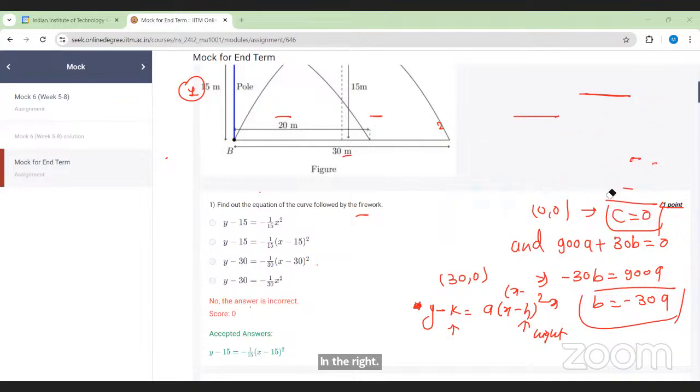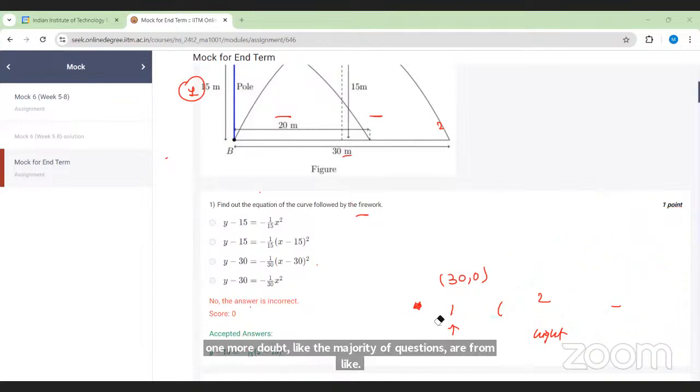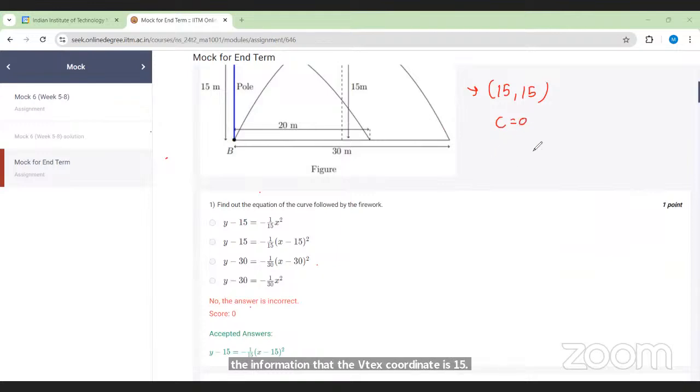Ma'am, one more doubt. In the mock, the majority of questions are from the algebra portion. How do you calculate the value of A? I don't think we have information about the value of A, because the second piece of information does not seem that good. We have the information that the vertex coordinate is 15 comma 15, and that c depends on 0. The x value is 15 and the y is maximum. At the vertex only we have the maximum. We can do option elimination here, so via the options the only possible answer is B. So I think you have to answer it via the options only.